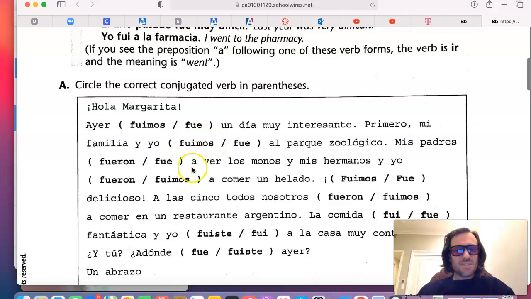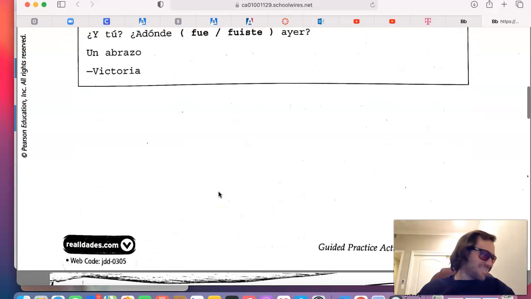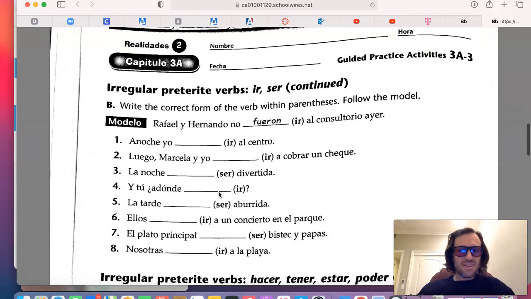So continue to go through the rest of that and choose the correct form of either ir or ser according to the context. All right, buddy, hang on one sec, okay?